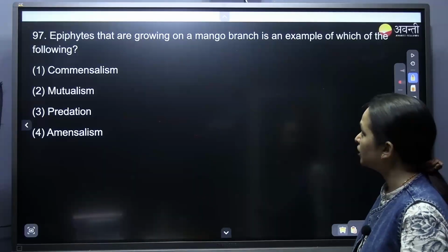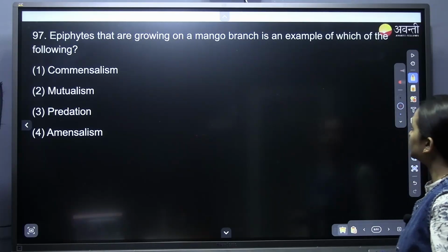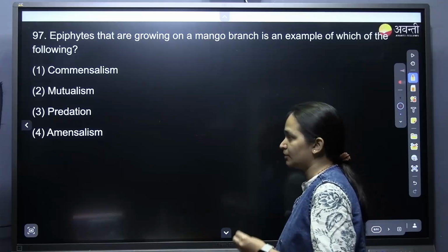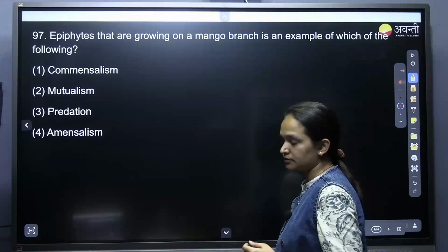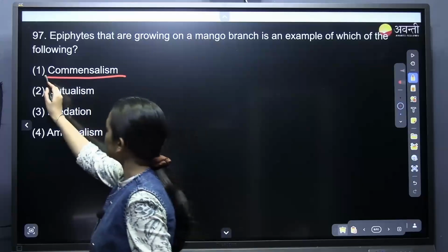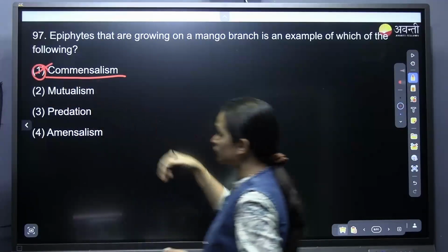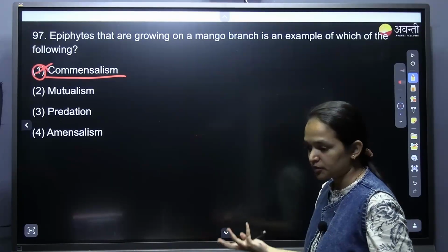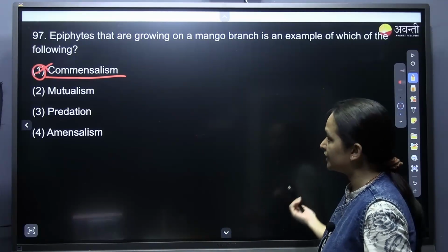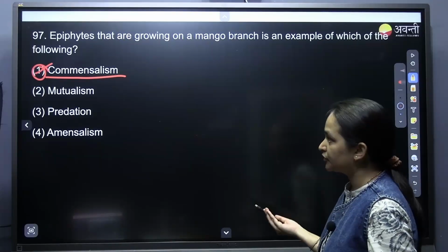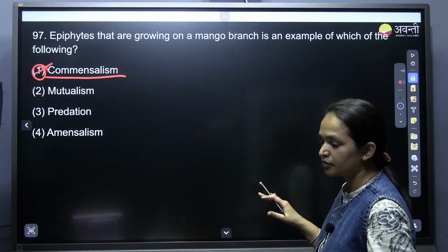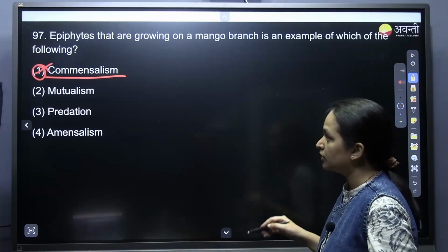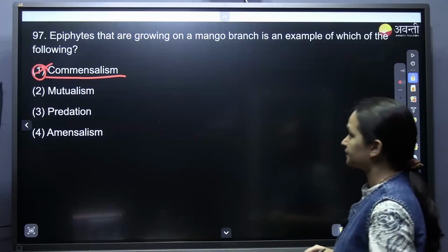Epiphytes that grow on a mango branch are an example of which of the following? Commensalism, mutualism, predation, or amensalism? Commensalism. The mango tree is not harmed and does not gain either. But the epiphyte is on top of the mango tree. So for the epiphyte it is plus and for the mango tree it is zero. So it is commensalism.